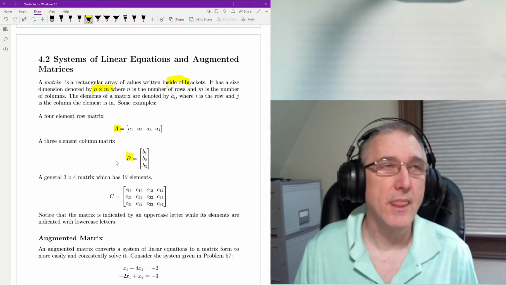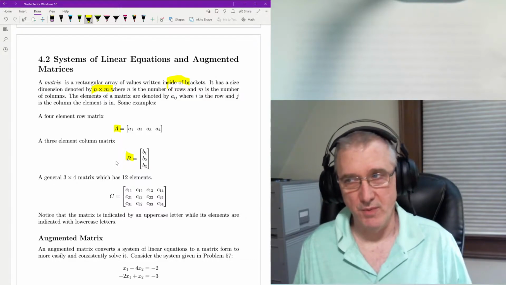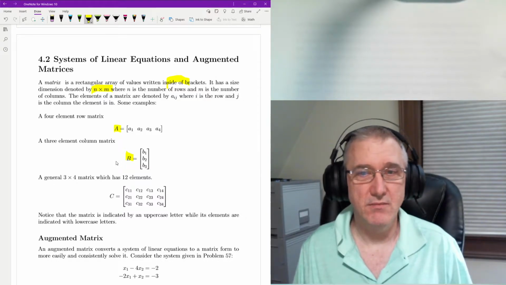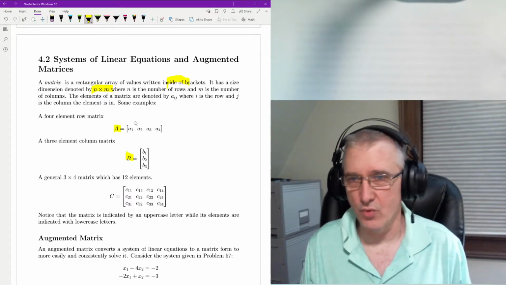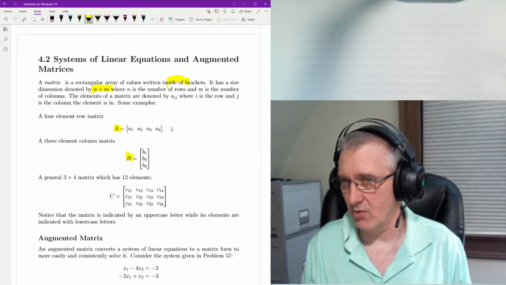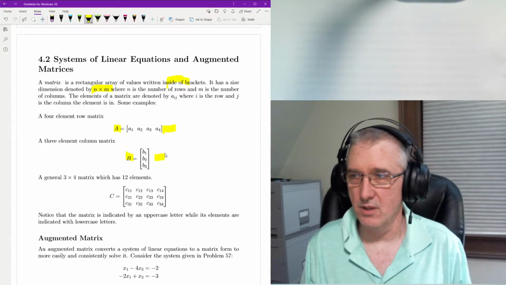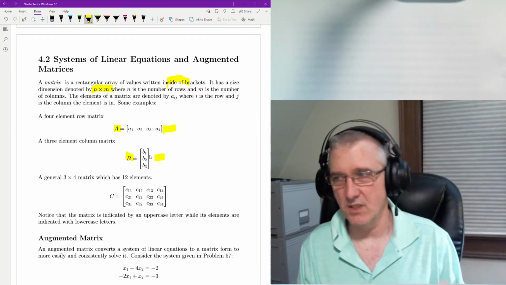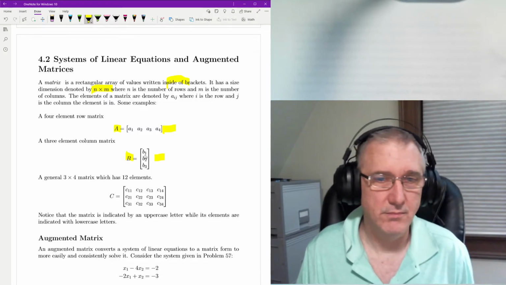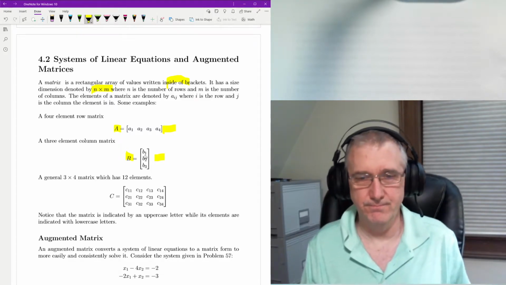Okay. Now we're going to talk about larger matrices. And generally speaking, another word for the row matrix or a column matrix, a lot of times we'll call these vectors. There are different types of vectors. It just means that it's either a row or a column vector.